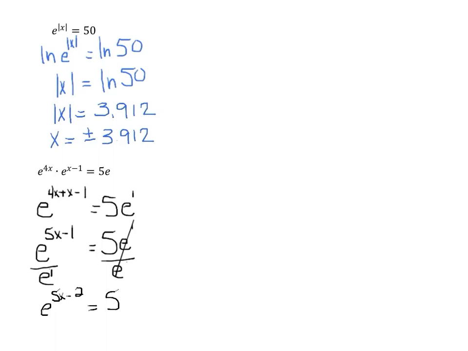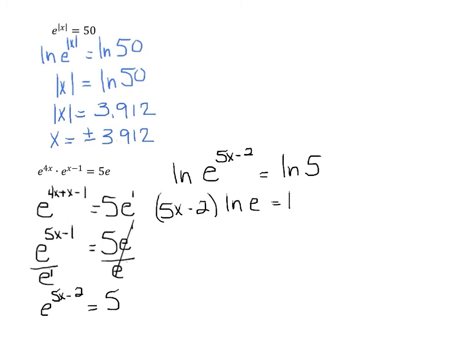Then I take the natural log on both sides. The property says I need to move this out in front, so I have 5x minus 2 times the natural log of e is equal to the natural log of 5. Cool thing about natural log of e, it's equal to 1.